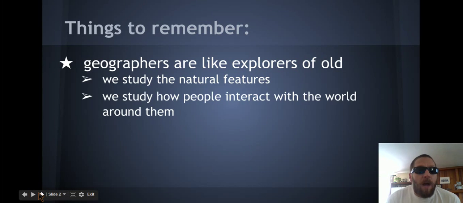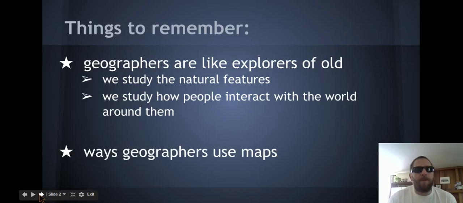The next thing you want to think about is we study how people interact with the world around them. So we want to think about things like, how do we use the natural resources we have? How do we use the trees in the forest? How do we use the water? How do we use things that are under the Earth's surface? And we want to know how that impacts people and how we interact with the world around us.